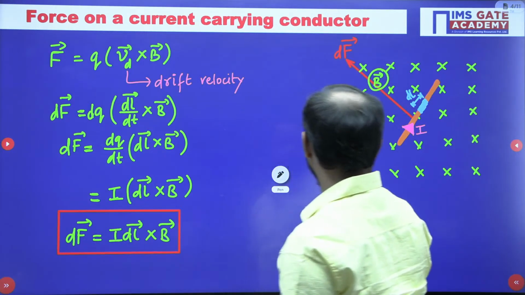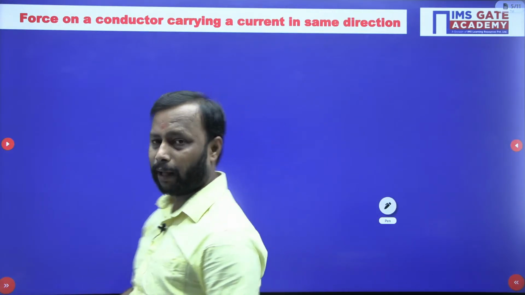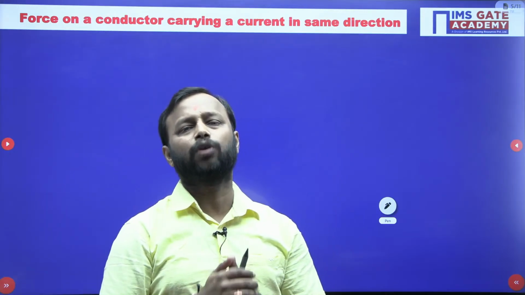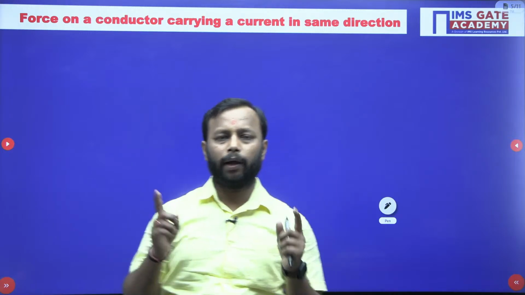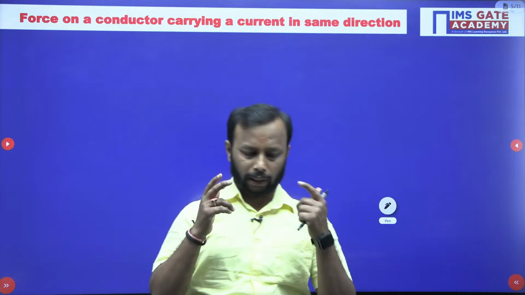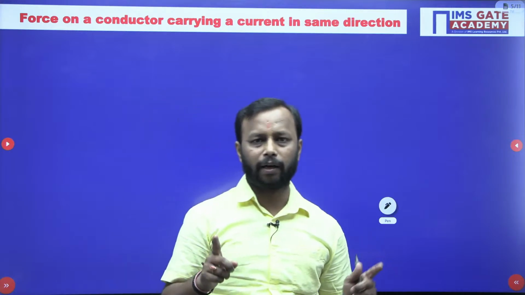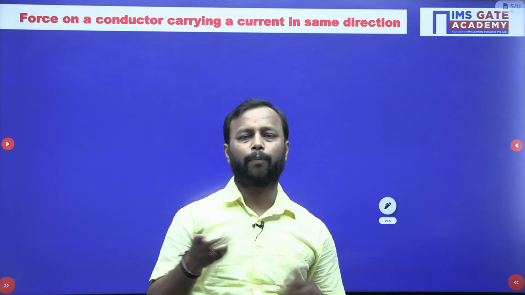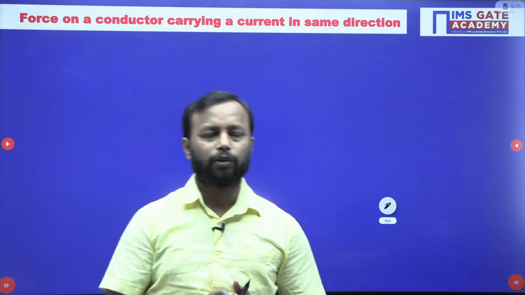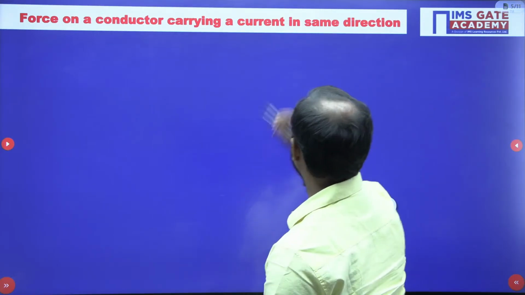Now let us discuss the force on conductors carrying current in the same direction. Suppose you have two conductors, and in both the conductors current is flowing. The current can flow in two manners: either in the same direction or in the opposite direction. We are going to take both cases. So how to find the force on a conductor carrying a current in the same direction?